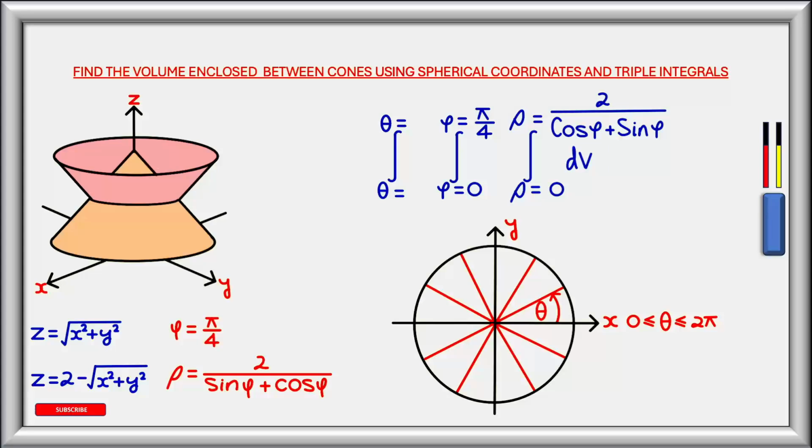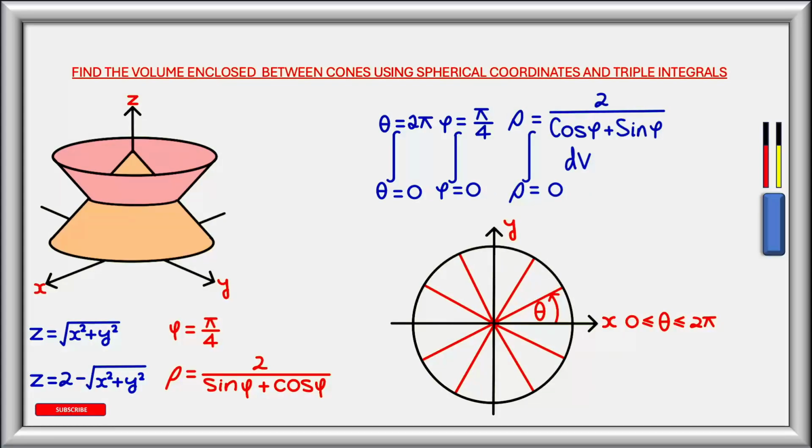So in this case, theta begins at 0 and goes full circle, which equates to 2 pi radians or 360 degrees. So the lower limit of integration for theta is 0 and the upper limit of integration is 2 pi radians. We've defined our region using the limits of integration. Let's now unpack what we are integrating, in our case dV.